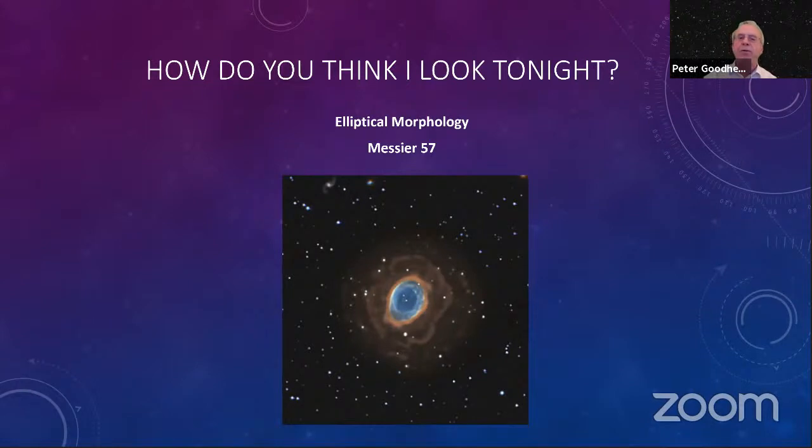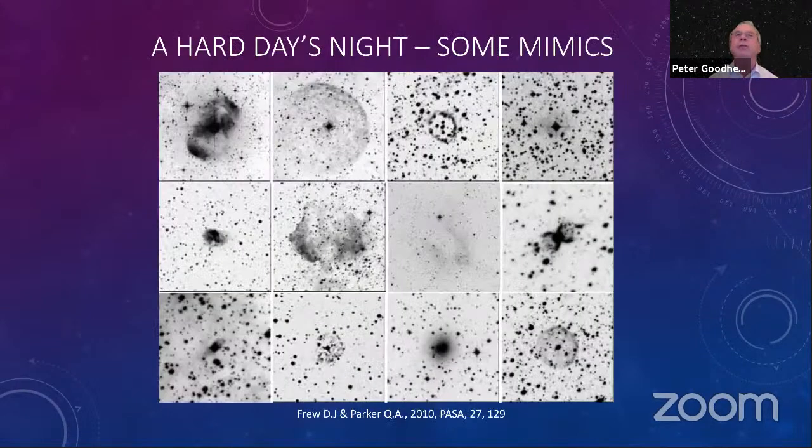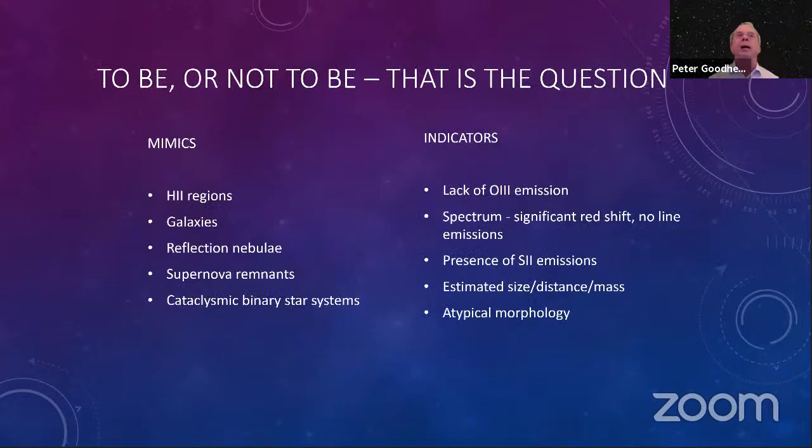Now, the problem with morphology is that there are an awful lot of things that you can find which look spherical or bipolar, but in fact, none of the things on this chart turned out to be planetary nebulae, although it was considered they were likely candidates at one point. So the problem is, to be or not to be, is it mimics like that? They are likely to be either H2 regions, they could be galaxies, they could be reflection nebulae, they could be supernova remnants, even cataclysmic binary star systems where a shell is being ejected by the binary companion.